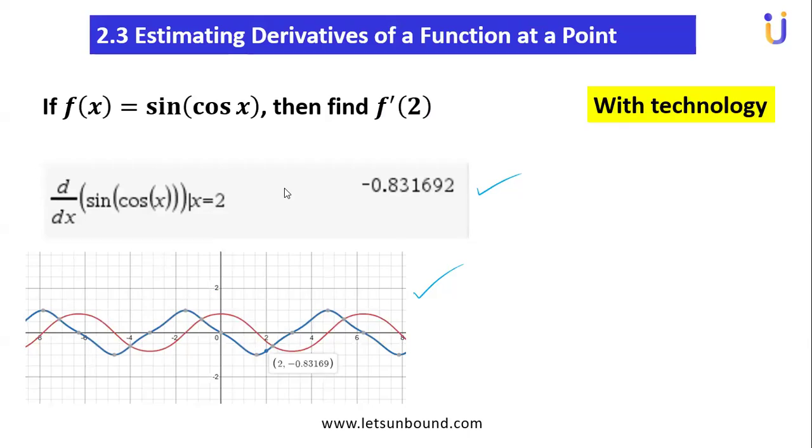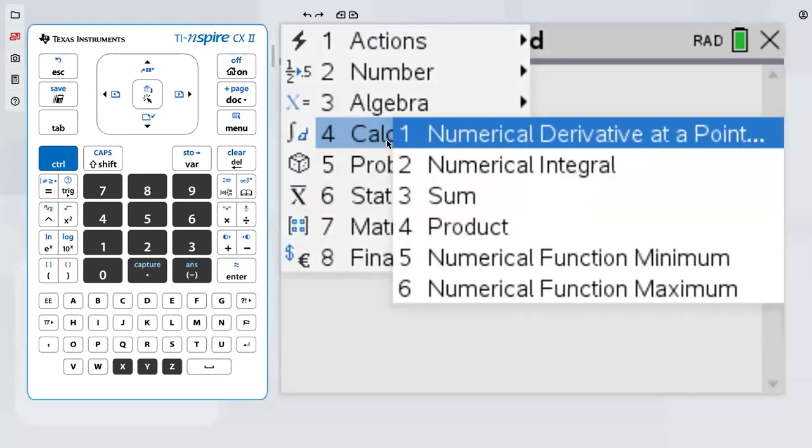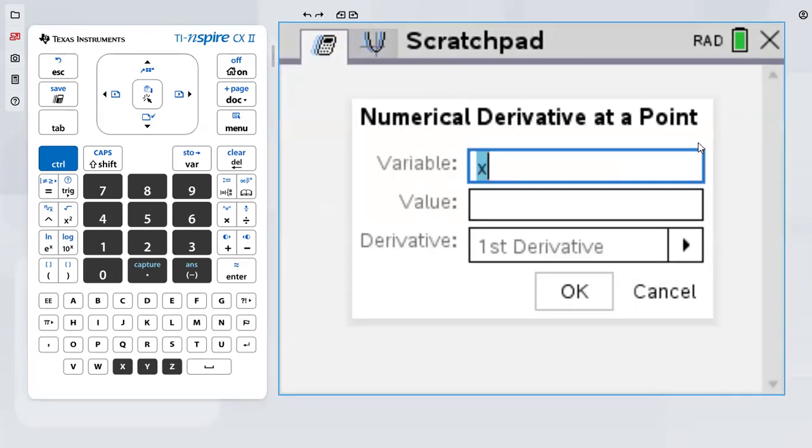Okay, the first analytical way is, you can just open a calculator page and then go to menu. We are doing calculus, and it will have a list with numerical derivative at a point. Click on it. Your variable is x. Even if you're dealing with theta, just interpret it as x here. And the value we are focusing on is x equal to 2.